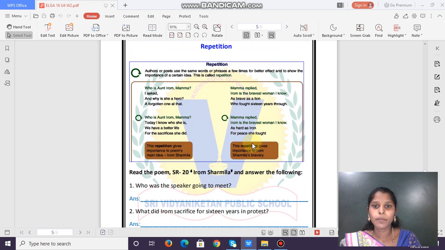And the last topic, that is repetition. Now we are going to learn about repetition. Authors or poets use the same words or phrases a few times for better effect and to show the importance of a certain idea. This is called repetition. In a poem, the poet repeats words to give effectiveness to the poem. We will see an example.